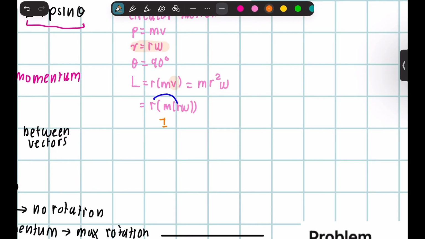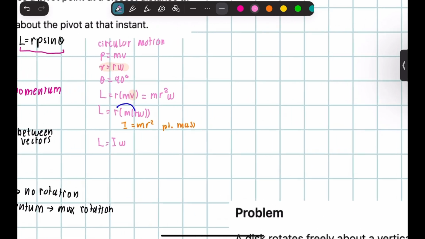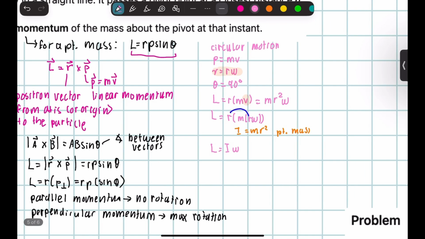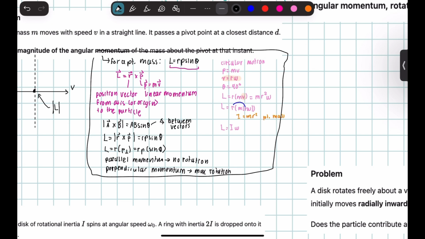And also, since we know that I equals mr squared for a point mass, then we know that L is going to be equal to the inertia times the angular velocity. So all this is consistent. And this formula, let's actually just box this together. So we know this is just for that formula derivation.